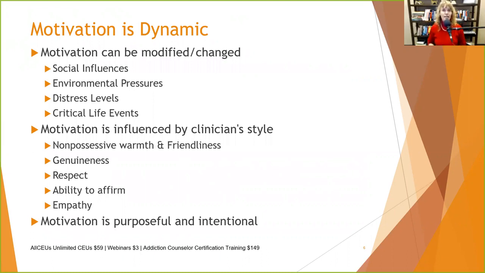We can point that out and they can say, oh yeah, I'm going to keep doing that. Critical life events can also change motivation.